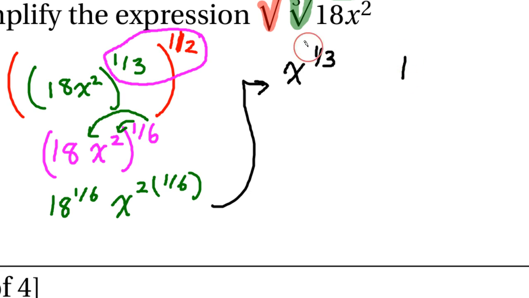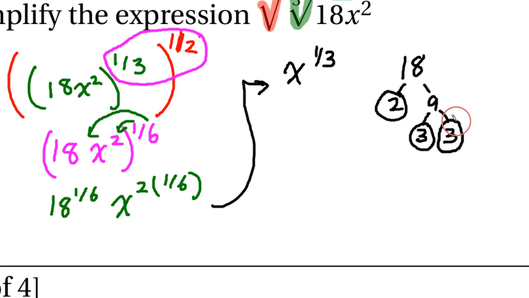In terms of the 18, if I try and break 18 down, I can see that it's going to be 2 times 9. 9 breaks down into 3 and 3. There's no way that I can get any of these to have 6s. Because there's no way to actually get 6 2s or 6 3s or any combination of that, we're just going to leave the 18 alone.